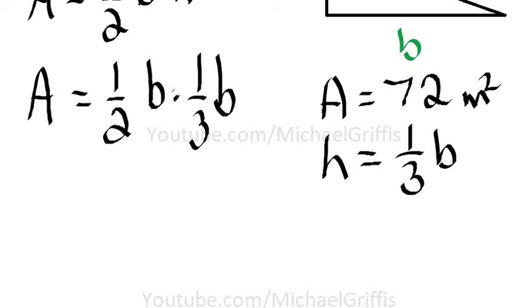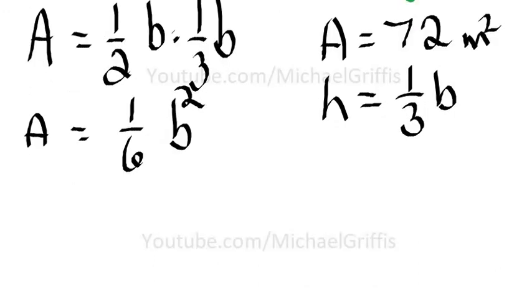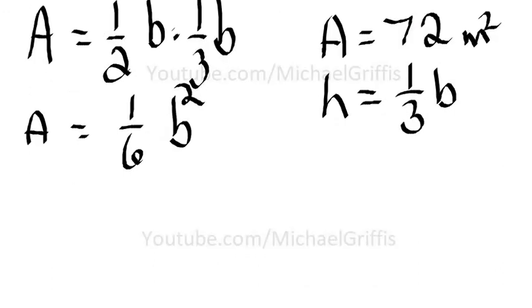So we're going to be left with, let's clean this up, A is equal to 1/6, right? 2 times 3, a half times a third, and base squared. Alright, let's plug in what they give us here for the area, which is 72 meters squared.